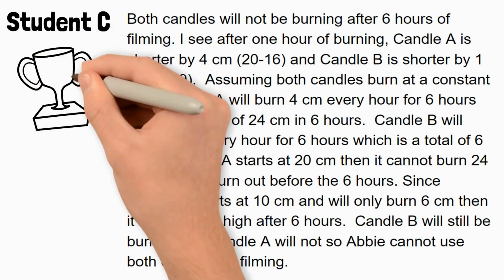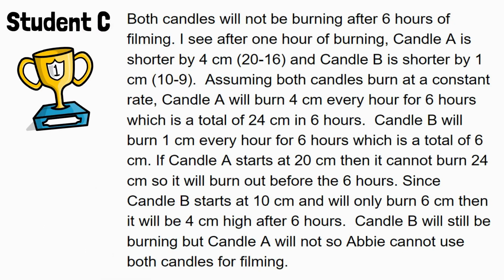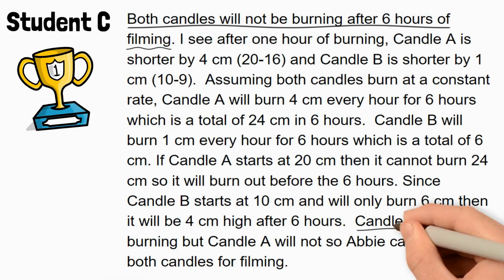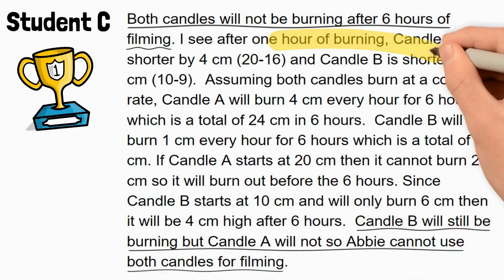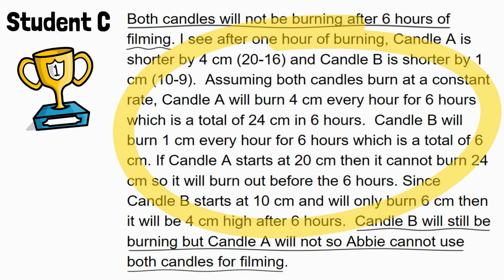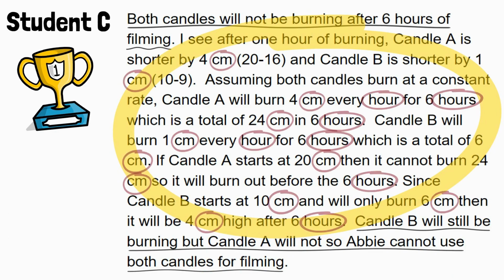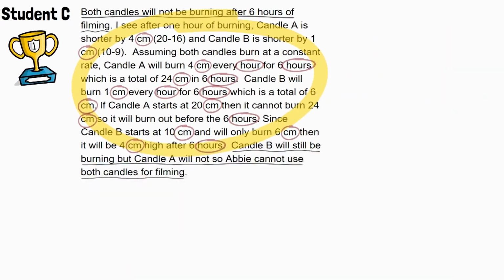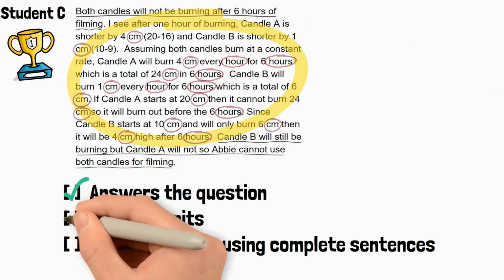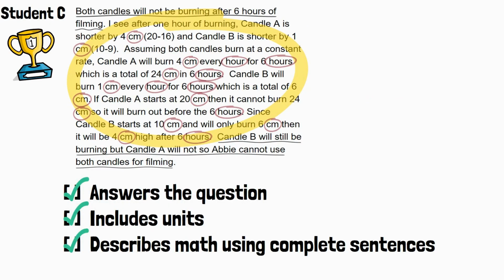Now, this response includes all 3 success criteria. They clearly answered the question, twice in fact. They described their mathematical process in detail using complete sentences and using units of measure. It's a longer explanation for sure, but because it includes all 3 success criteria, it will receive full credit.